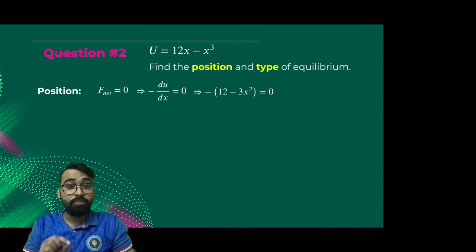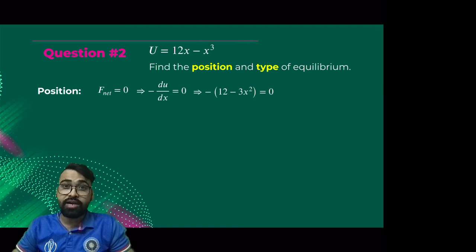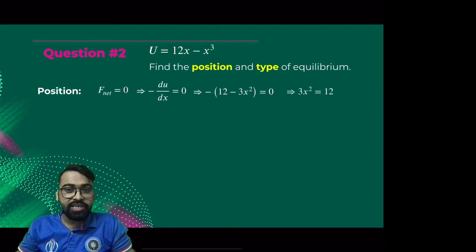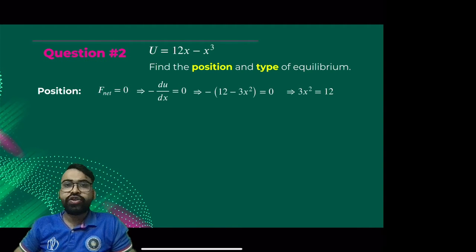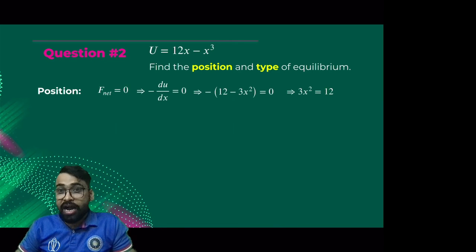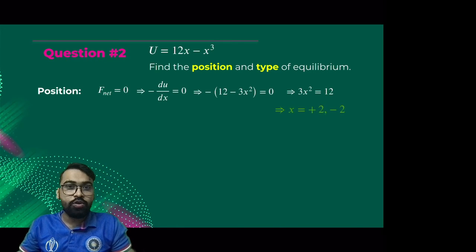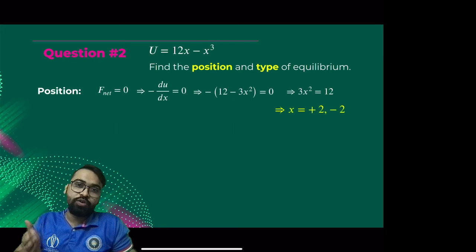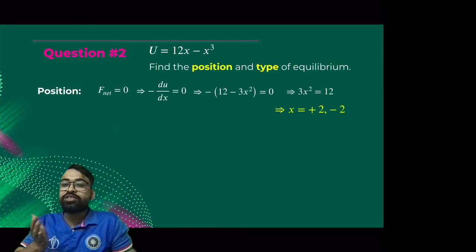So this is the most important step, the next thing that comes for you. And you will say that if I put 3x square equal to 12, I should take both the values. If you'll see, x square would be 4. So x could be plus 2 as well as minus 2.